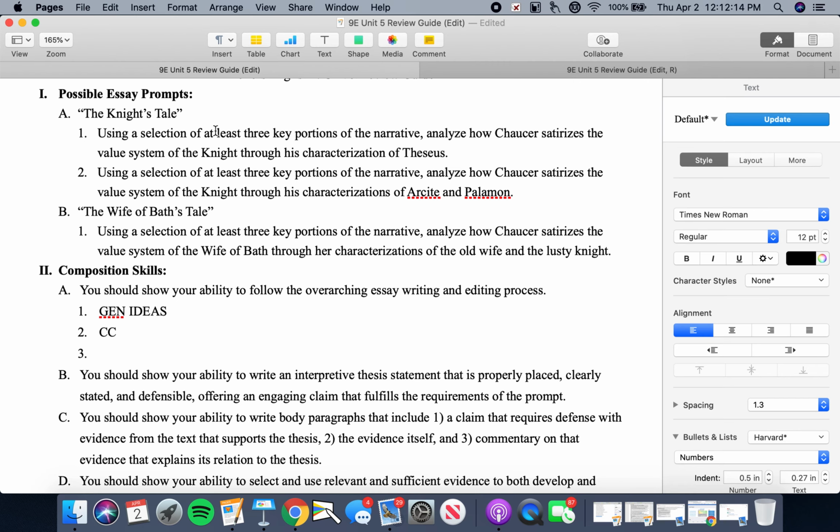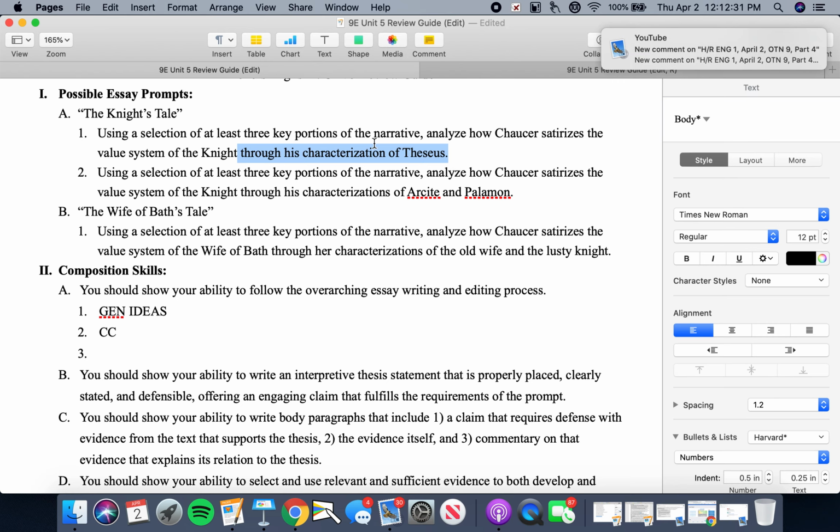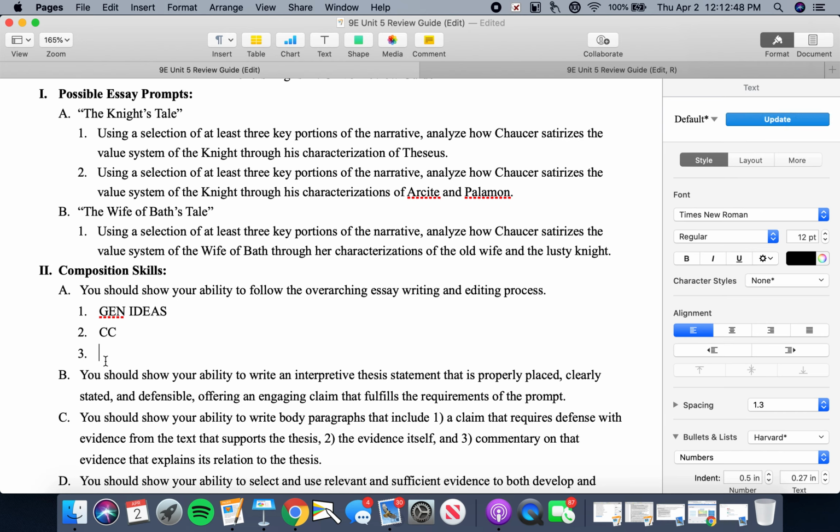It identifies those three key portions, at least, that you are going to be discussing. It interprets how Theseus is characterized in the narrative, okay? And it also, finally, articulates and interprets, most importantly, how this character development satirizes the value system of this individual, okay? So you'll need to identify what the knight values, and you'll need to articulate the fact that Chaucer is satirizing that value system. Understood? Same thing with the wife of Bath.